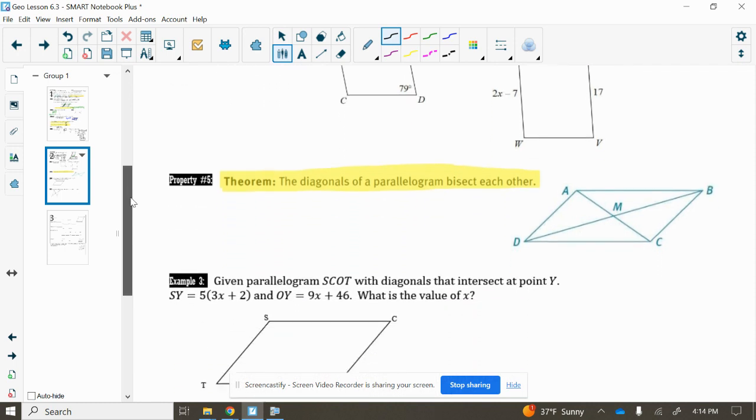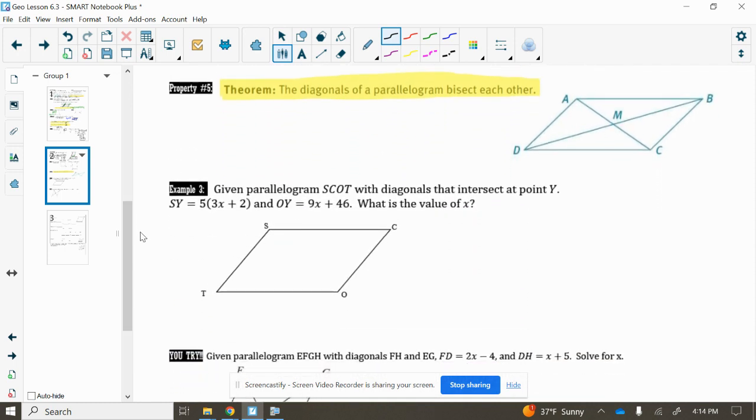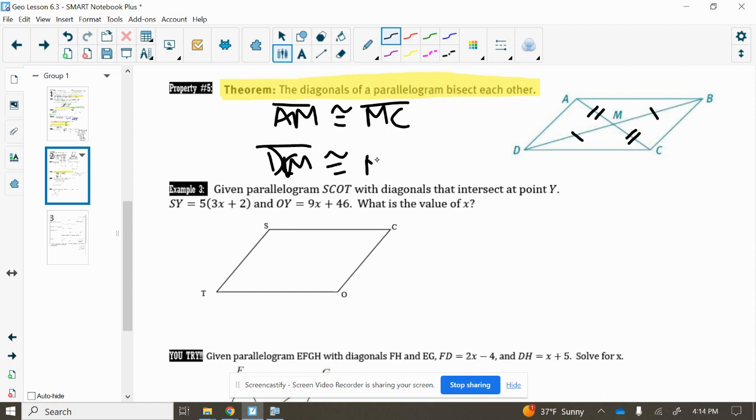All right, now, there is one final property to talk about with these parallelograms, and that is that the diagonals of our parallelogram bisect each other. So DM and MB are congruent, AM and MC are congruent to each other. So again, when the diagonals bisect each other, they're actually cutting each other into two congruent pieces. So we're allowed to say that.